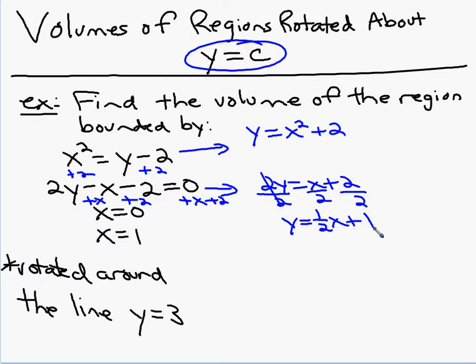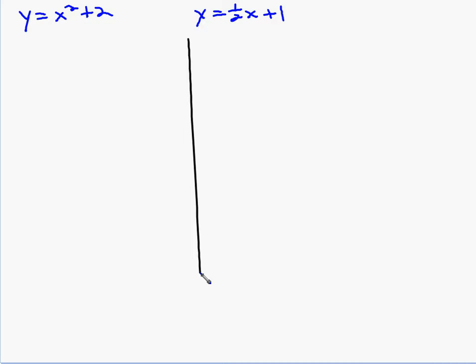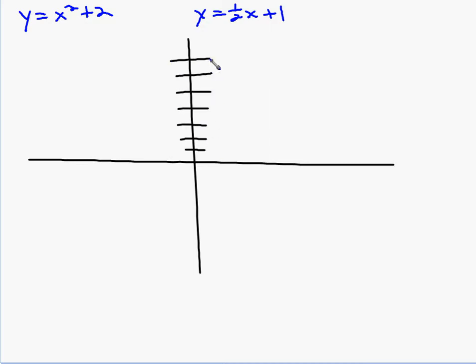So we need to get these onto a graph, and I don't have room on this page to do that, at least not the right way. So x squared plus 2 and 1/2 x plus 1. I need to get those up on a graph. Make sure you leave some room on your graph to make markings and whatever.